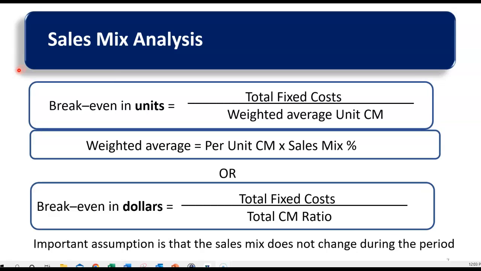So if we have more than one product line, we do need to do a slightly different calculation for our break even in units and break even in dollars. As you can see, these are almost identical to the break even when we have a single product line. The only difference down here for units is that we need to do a weighted average of the unit contribution margin. And then for break even in dollars, we're basically going to add up all of our product lines, and then calculate the break even in dollars just like you would if we had a single product. So let's do an example.